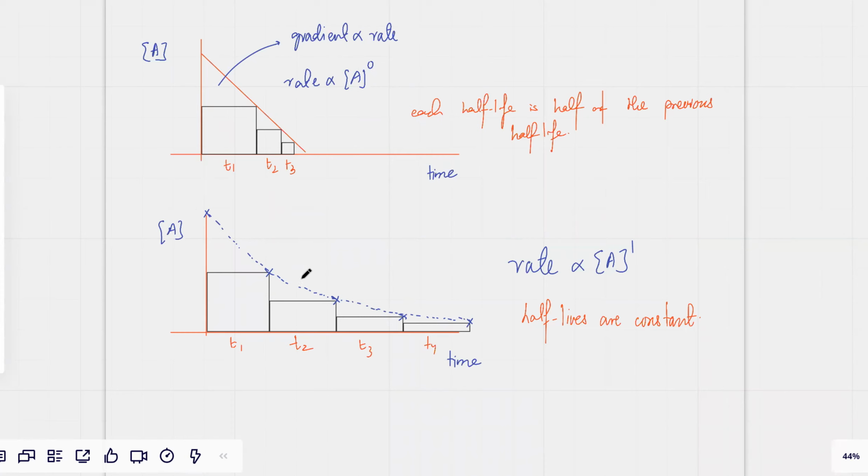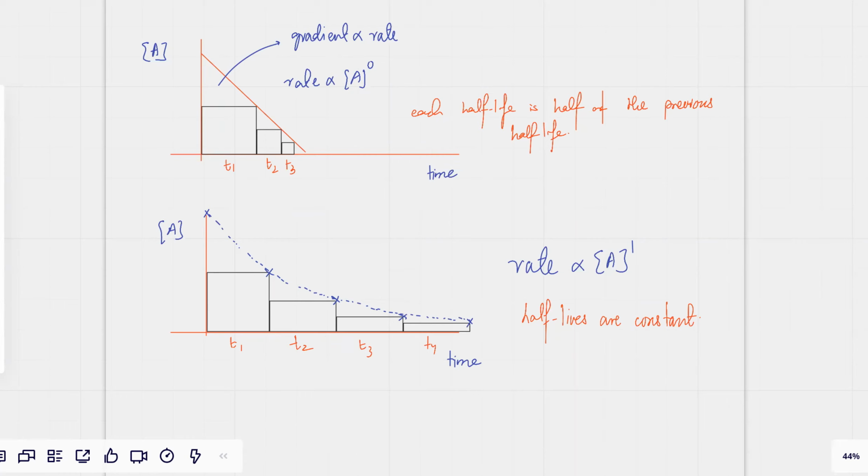And in this case, we talked about the half-life: the time taken for the concentration of A to decrease by half, and then the time taken for it to decrease by half again and again. So the half-life remains constant.